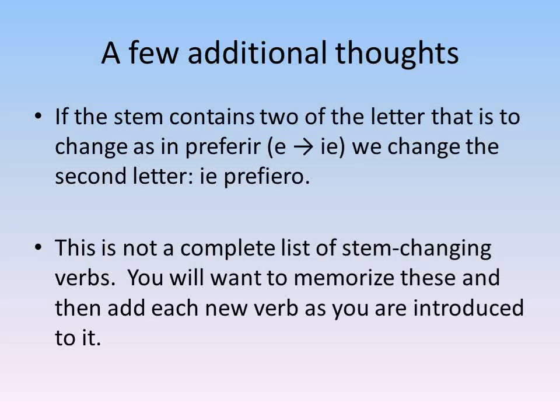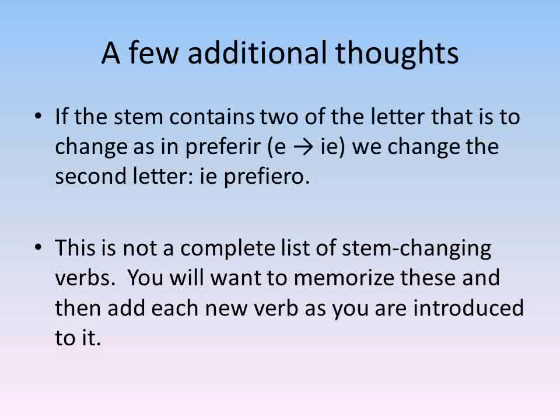A few final thoughts about stem-changing verbs. First, if the stem-changing verb has a stem with two of the letter that needs to be changed in it, we change the second letter. Examples like this are preferir and repetir. Preferir is an E to IE stem-changing verb, but the stem has two E's in it. So we change the second to an IE. So I prefer becomes prefiero.